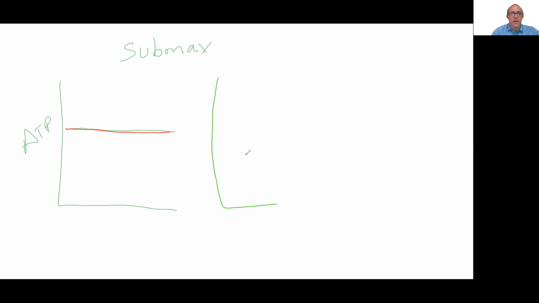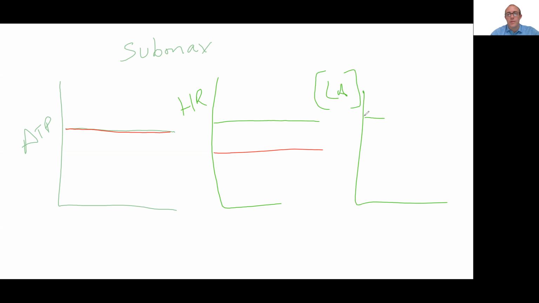Let's look at your heart rate. Heart rate's going to go down. So before training, running 7 miles per hour, you'll have a high heart rate. After training, it'll be less. Why? Same thing with, let's say, just lactate, the concentration of lactate in the blood. It'll be high during 7 miles per hour before training. After training, it'll be lower. What's going on?